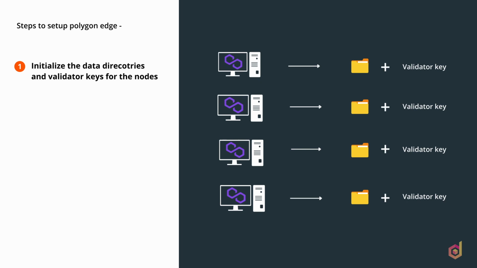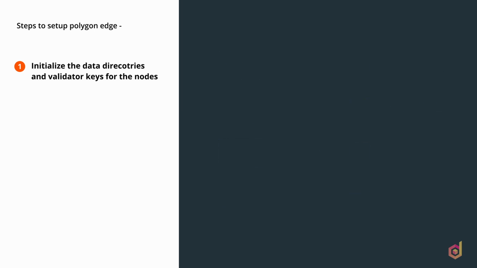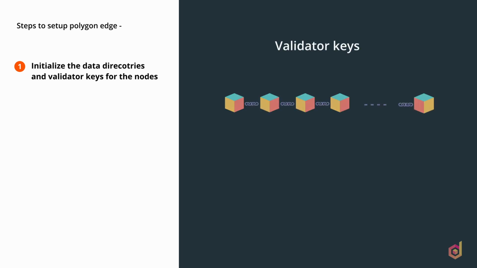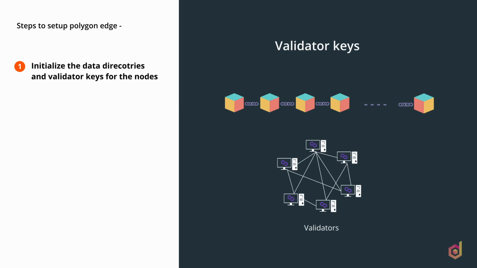So the complete steps for setting up the Polygon Edge network are: the first one is to initialize the data directories and validator keys for each of these 4 nodes. These data directories will be empty as of now, but later they will hold the complete blockchain copies. The validator keys, on the other hand, are important to generate the genesis block with the initial set of validators. The genesis block is the first block that is created on the blockchain.